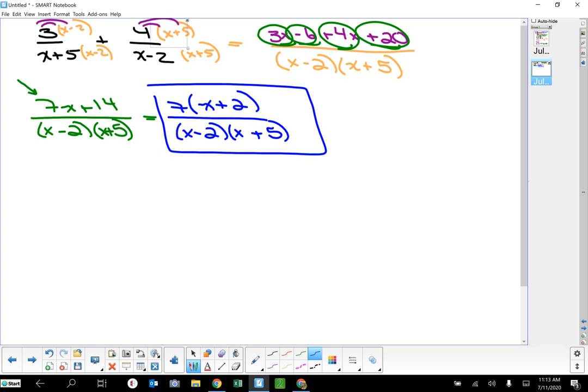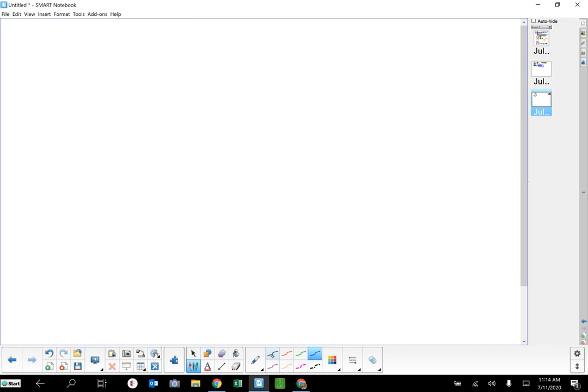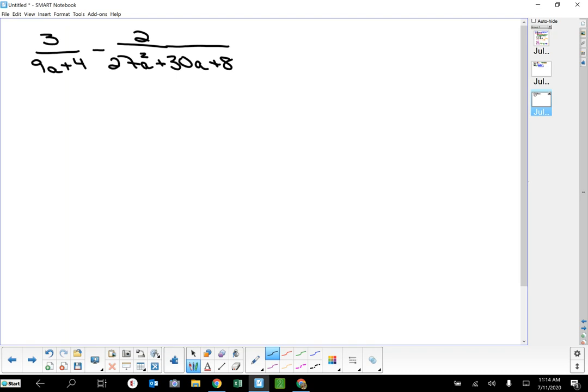All right, let's look at one that's a little bit more complicated. So this one, you have 3 over 9a plus 4. Be careful with your 9s and your a's. They can look very similar. Minus 2 over 27a squared plus 30a plus 8. All right, so if you can, you need to factor. So we can factor this guy. So factor before you find a common denominator.